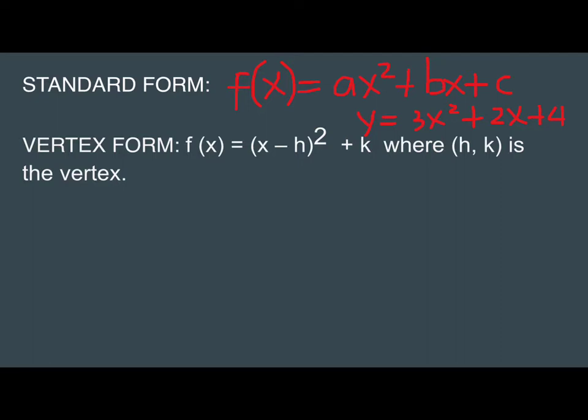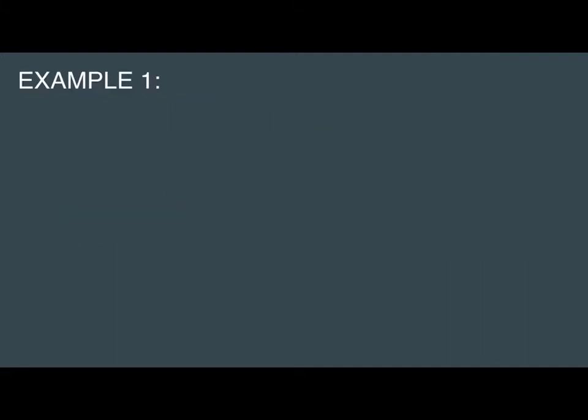But we're going to convert this form into f of x equals x minus h quantity squared plus k, where, based on this form, our vertex is (h, k), which means that whatever is inside here, we are going to look for the opposite of that, and that will be the x part of the vertex, and whatever is added or subtracted at the end will be the value of k, or the y part of your vertex. You'll understand this further as we give you your example.